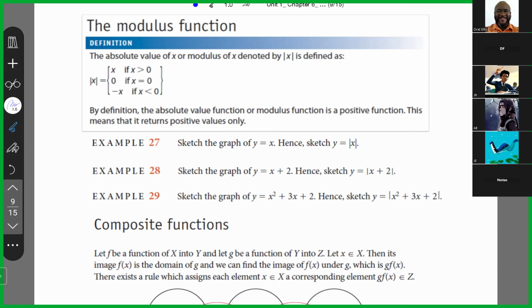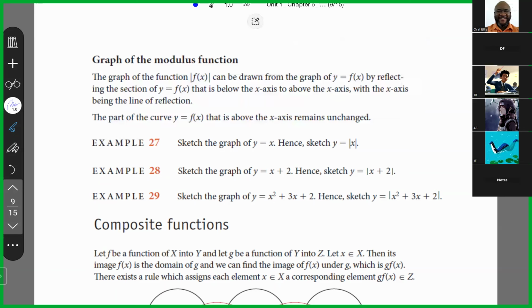For values of x which are greater than 0, the modulus of x is x. If x is equal to 0, the modulus of x is equal to 0. If x is less than 0, the modulus of x is minus x. Now, by definition, the absolute value function or the modulus function is a positive function. This means that it returns positive values only. All right, so that's the definition.